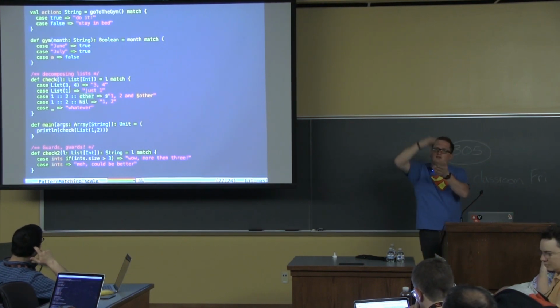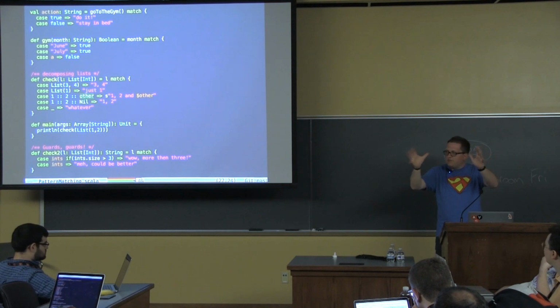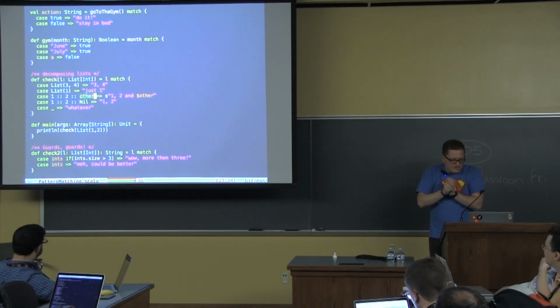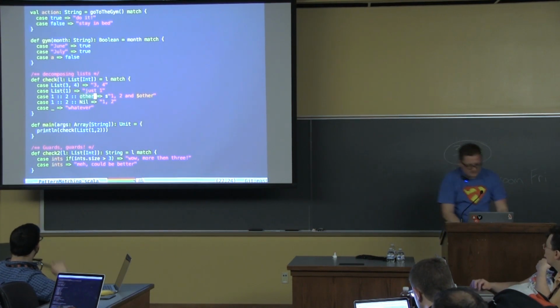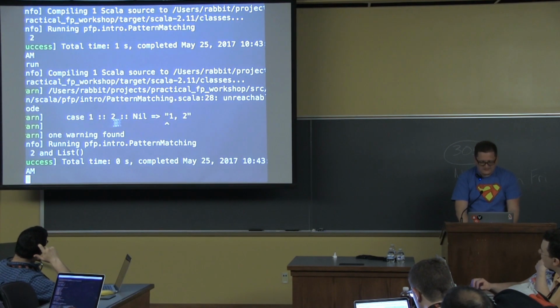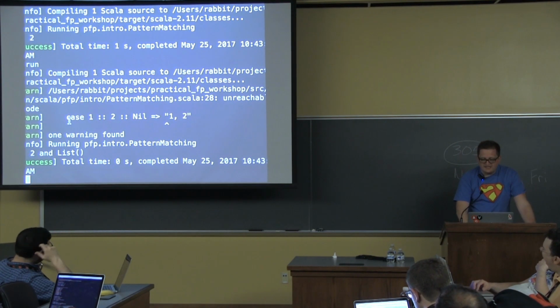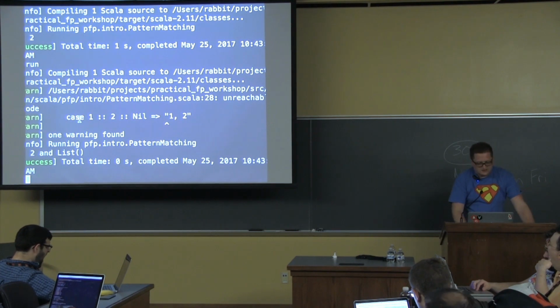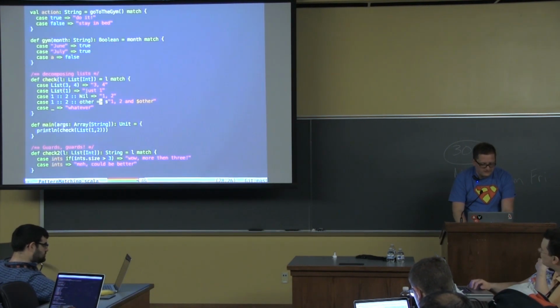Pattern matching just goes from the top to the bottom, finds the first pattern that matches, and if it does, it gives you the value, right? But the compiler is saying, listen, man, this is crazy, right? The next case statement will never be caught at this point. So you just read warnings and you should be fine.